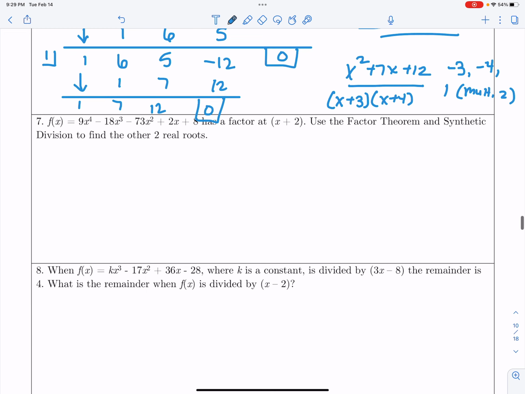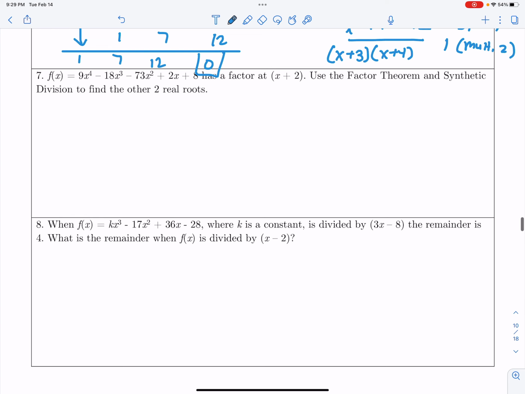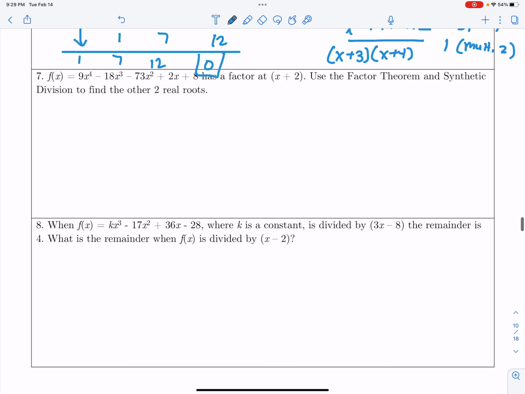Okay, so 7 and 8 are going to be warm-up problems for Wednesday. Hopefully, if you're watching this and you're not my kid, you could do this on your own.